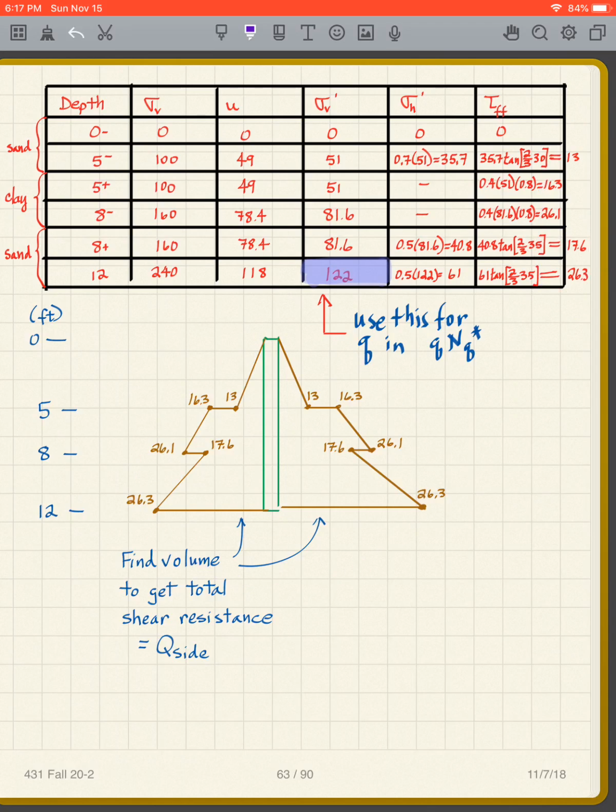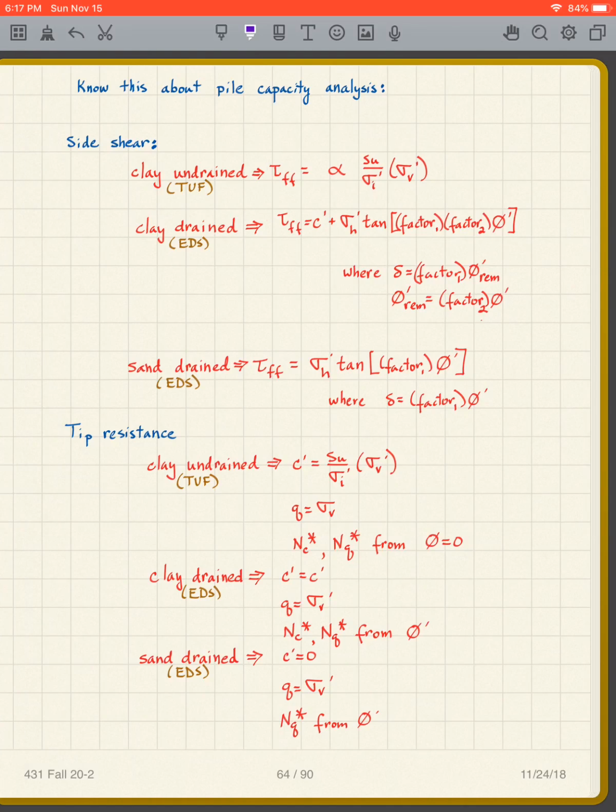So what do I have to do? I have to find the volume of that and get the total shear resistance. We're going to call it Q side. So in other words, one of the things I want you to learn from this example is that when we're doing the side shear and we have clay undrained, which is TUF, tough, then my tau FF is going to be SU over sigma prime I times sigma prime V.